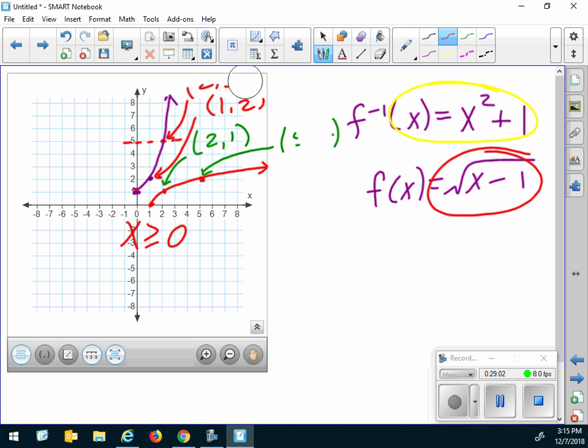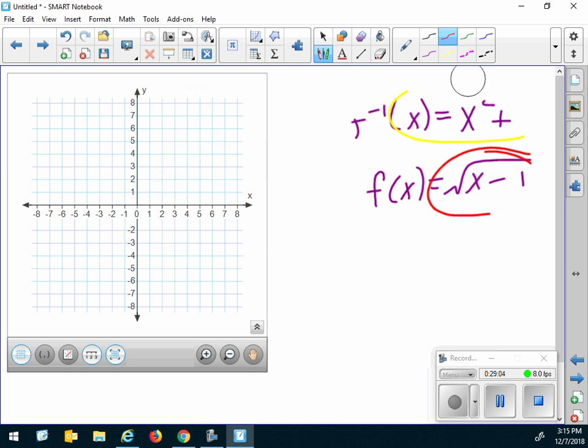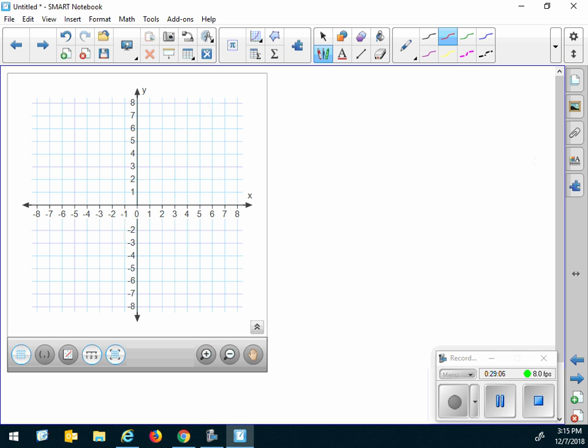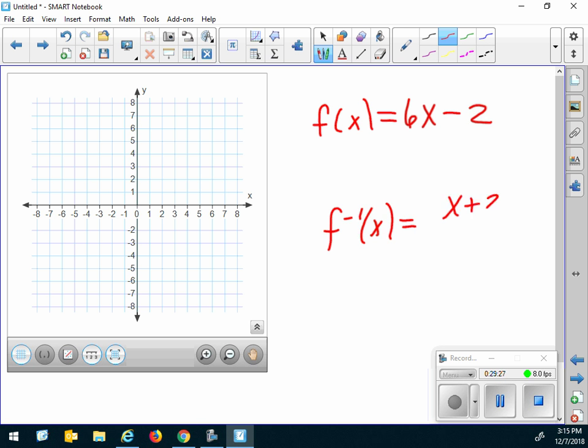Good. Let's talk about something that would be a little bit easier. If I give you f of x equals 6x minus 2, what is its inverse? X plus 2 divided by 6. Do you buy that? X plus 2 divided by 6? Okay. Now let's look at this one.